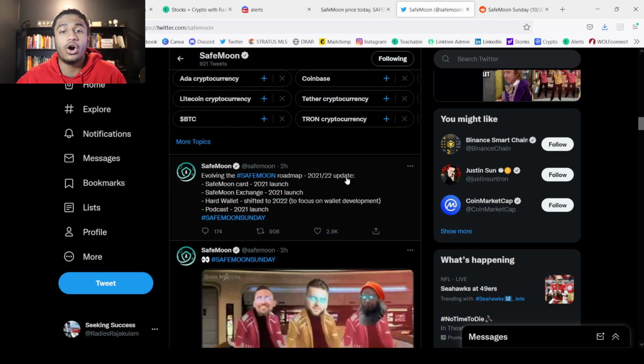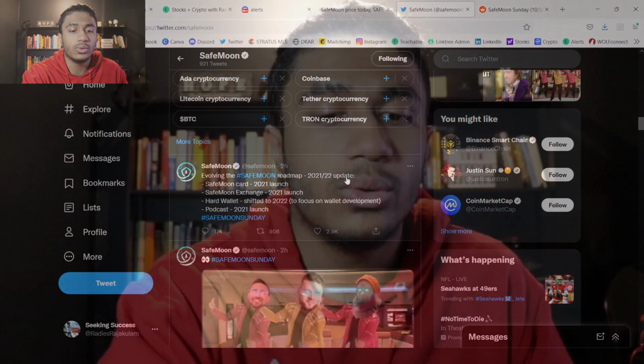Another thing is the hard wallet is shifted to 2022. So if you guys don't remember, they actually did announce that they're going to make a hard wallet, literally just due to the fact that I believe it was Ledger that tweeted something about Safemoon being unsafe, and then I believe it was John Karony who was like, yo, honestly, Ledger, if that's how they want to talk, all right, we're going to make our own hardware wallet. And they're doing exactly that. So we're going to see how that goes.